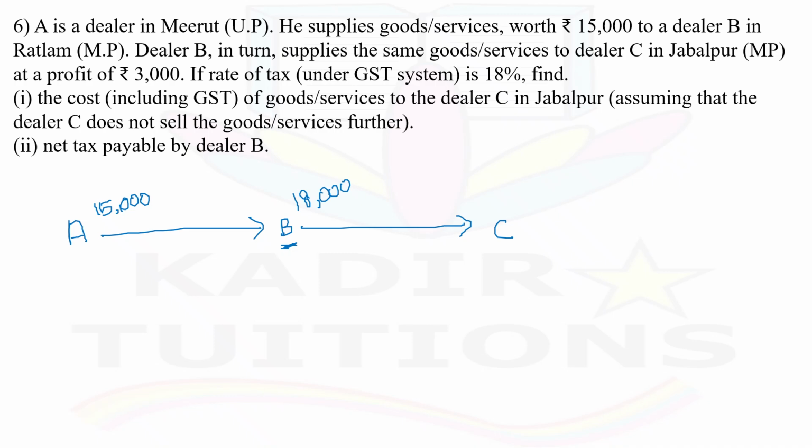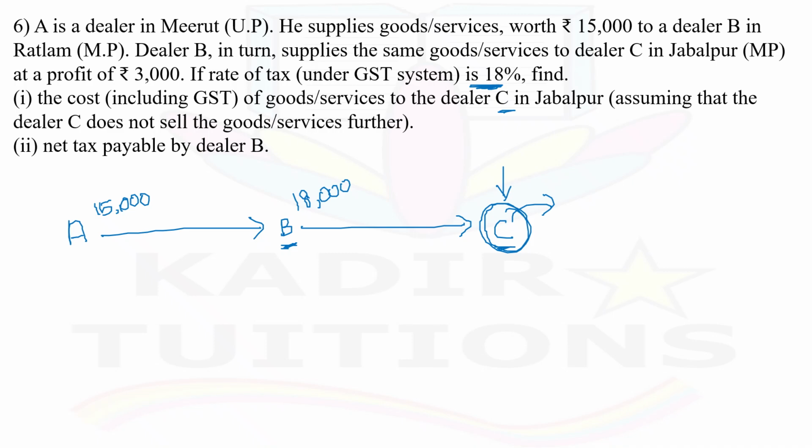Yes. So now what is the next thing in the question? They have told the rate of tax. That means the GST is 18%. Now the question is what? The cost including GST for the goods and services at the dealer C, assuming that the dealer C does not sell the goods or services further. So this person is not going to sell the goods or services further to anybody. So we need to find the cost that the dealer is going to spend to buy the goods or services, including the GST.